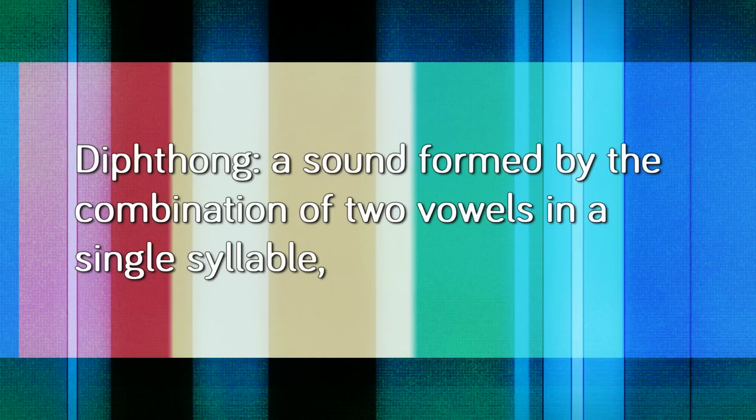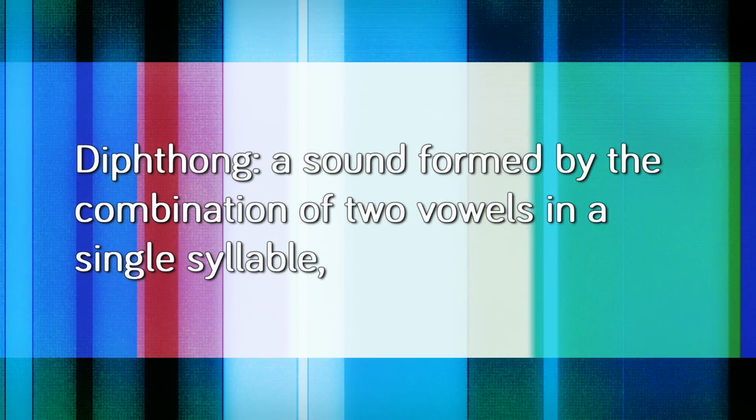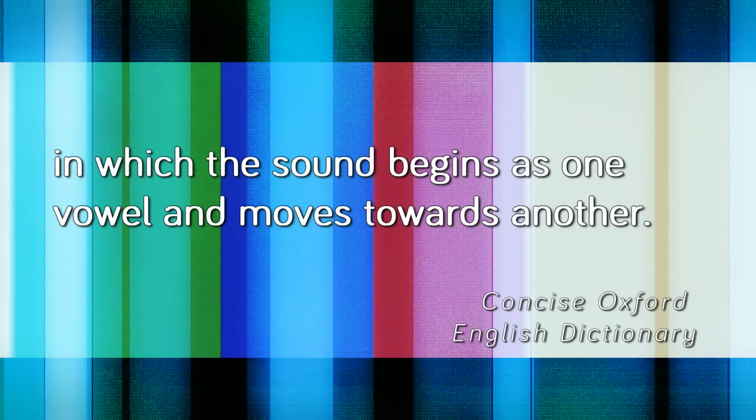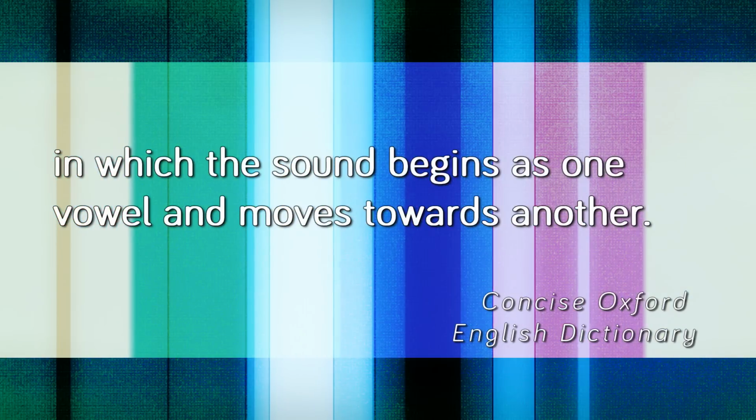First question to answer, what is a diphthong? Well, what better place to obtain a definition about the English language than the Concise Oxford English Dictionary, which defines a diphthong as a sound formed by a combination of 2 vowels in a single syllable, in which the sound begins as one vowel and moves towards another. Generally speaking, excuse the intended pun, diphthongs, sometimes referred to as gliding vowels, are separate vowels that have been fused together to produce complex sounds. There are many diphthongs in the English language, but they differ dependent on your accent. Importantly, every diphthong has a dominant sound and a non-dominant sound.